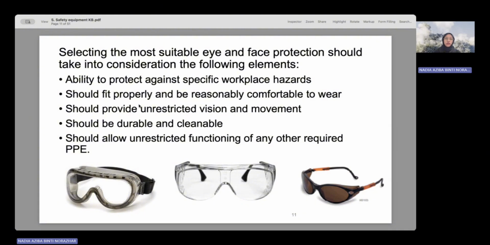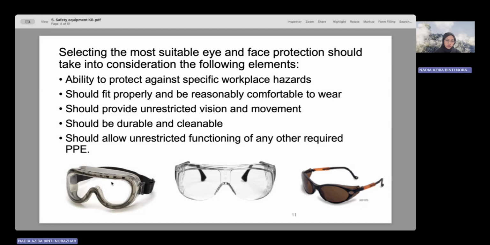Due to the different types of goggles, we can select the most suitable eye and face protection that follows these elements. First is the ability to protect against specific workplace hazards. It should fit properly and be reasonably comfortable to wear. It should provide unrestricted vision and movement, should be durable and cleanable, and should allow unrestricted functioning of any other required PPE. Not just the front frame, it is also designed to have frames surrounding the area of the eye, so it can cover above, left and right, and also from below.